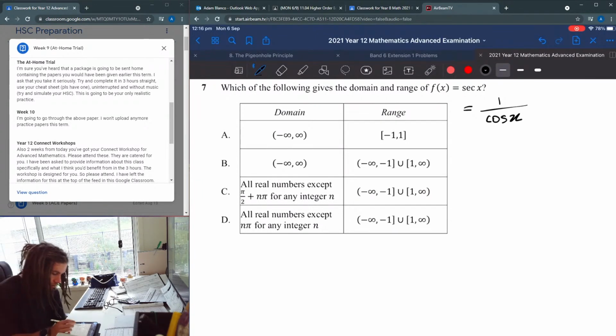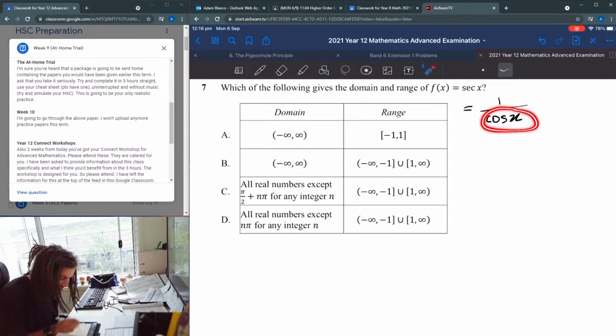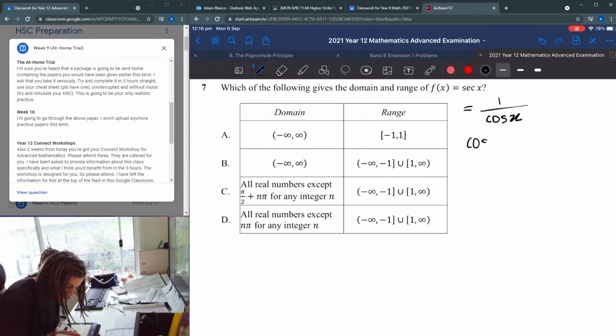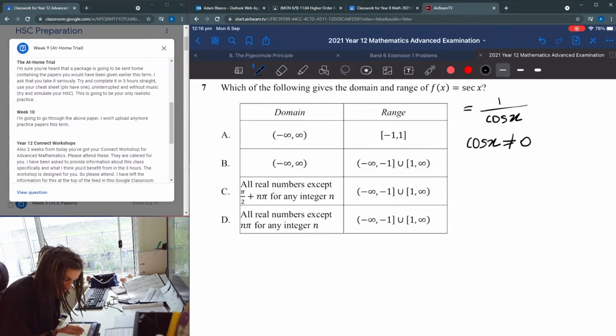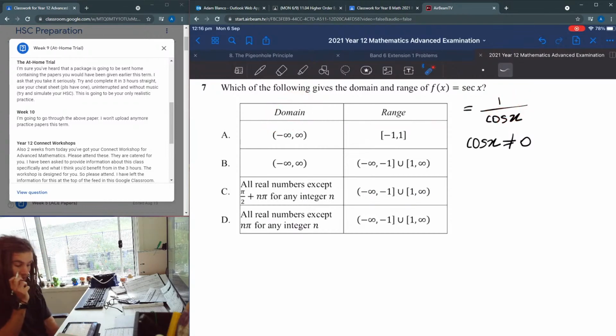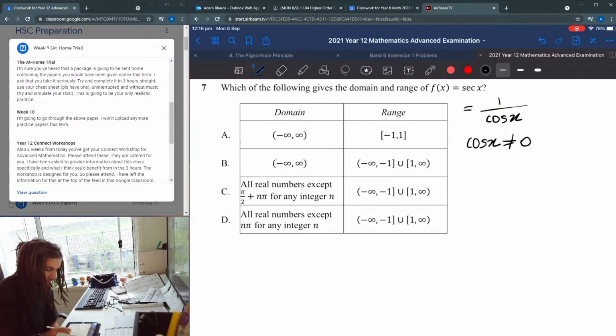All right, so the domain is what breaks this thing. What breaks this thing is that cos x can't be 0, because otherwise you'd have the bottom of a fraction that equals 0 and then it would break. So that's generally the thing you look for in a domain. So that can't equal 0. So you think about the values where cos is 0. So where's my sheet?